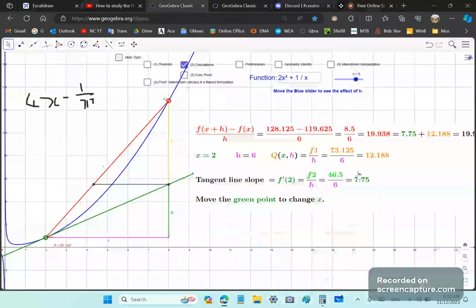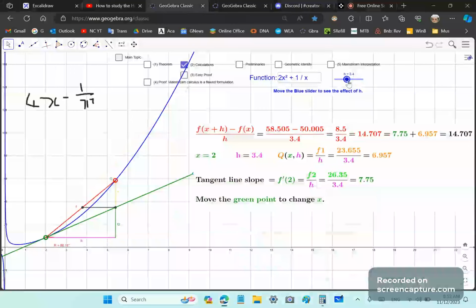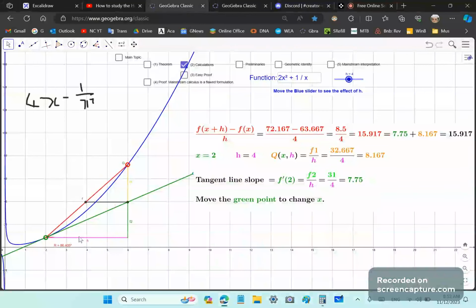It doesn't matter how you position h or whatever you do, it'll always be the case. So if it's 4, then it'll still be 7.75. It doesn't matter what the value of h is because f2 changes accordingly, right? Now this is how you find the tangent line.